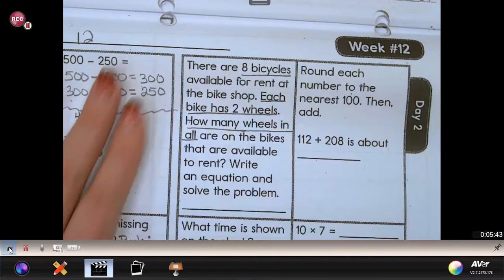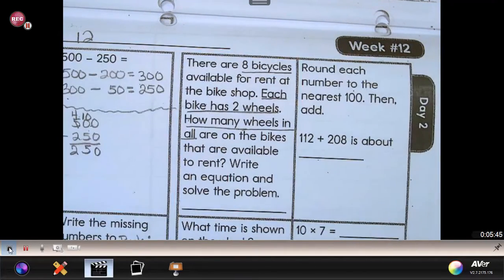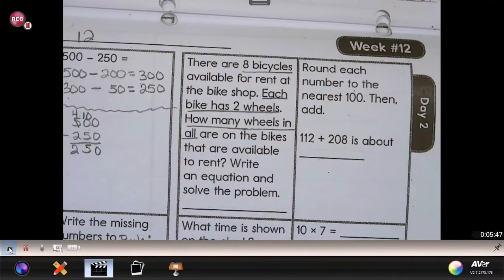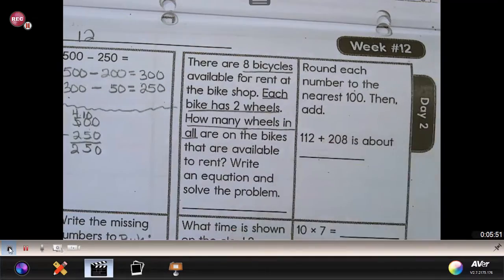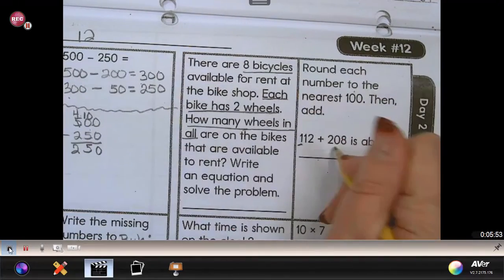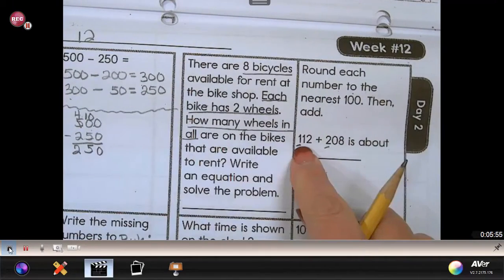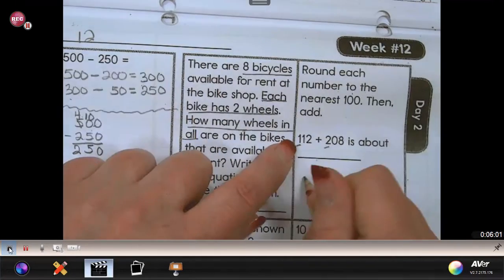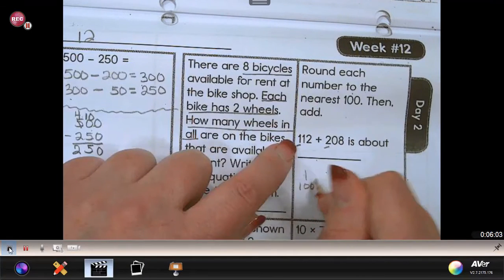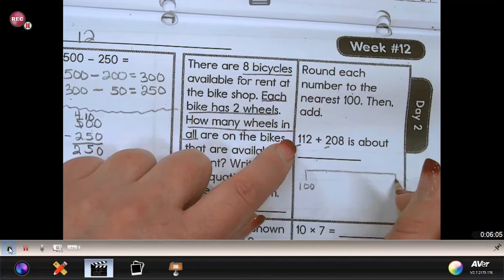Next problem says we're going to round each number to the nearest 100. So we're going to try and remember that we're going to look at our hundreds place here. And we want to decide what two hundreds 112 is between. So we know it's between 100 because there's a 100 in the hundreds place. And our next 100 is 200.